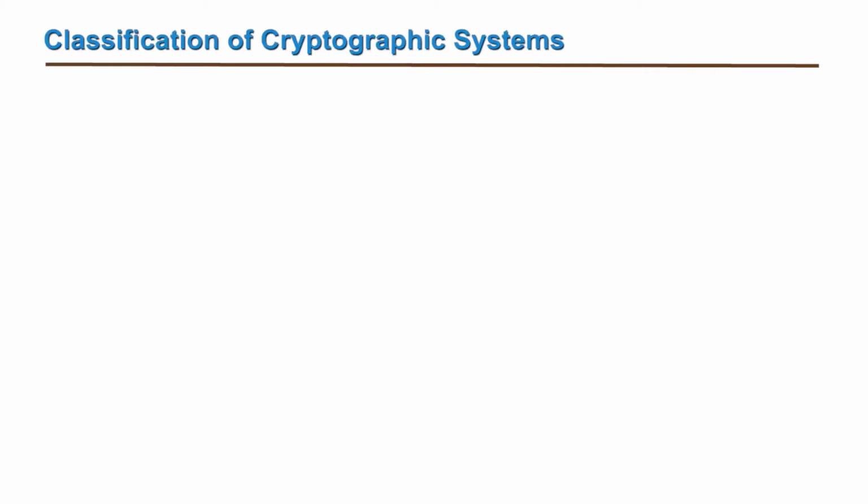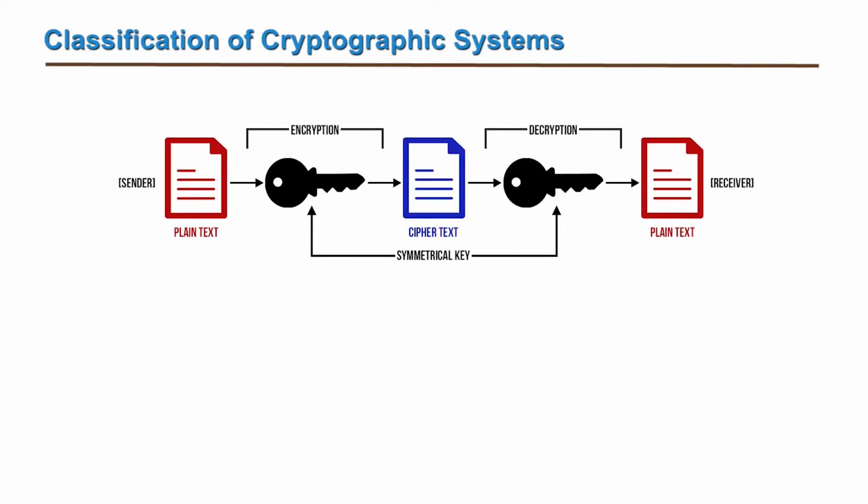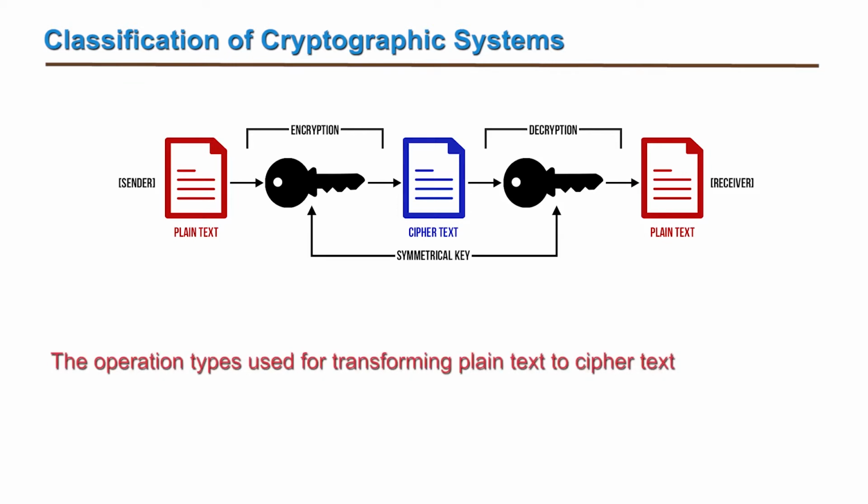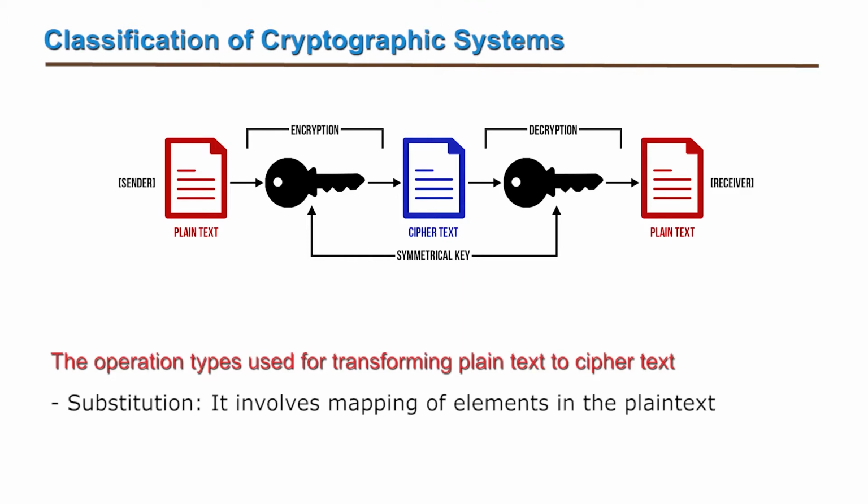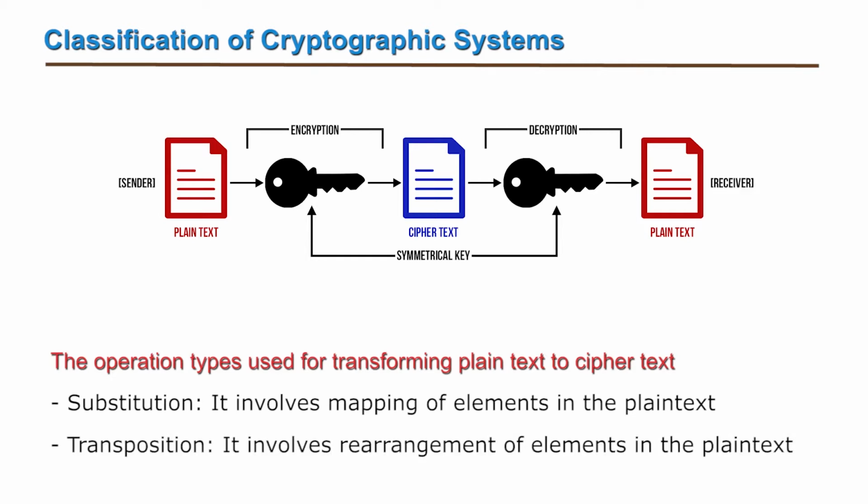Cryptographic systems are classified into three independent dimensions. First one, the type of operations used for transforming the plain text into ciphertext. Substitution. This is the first method used. Here, each element in the plain text is mapped into another element. Second one is known as transposition. Here, the elements in the plain text are rearranged.